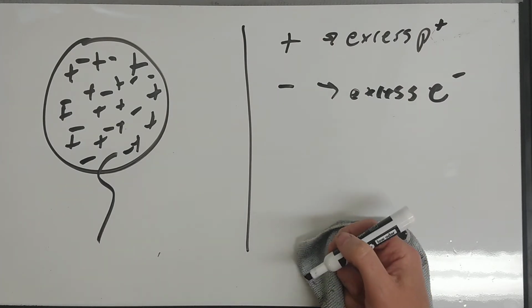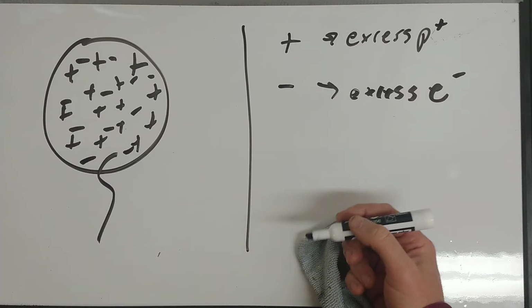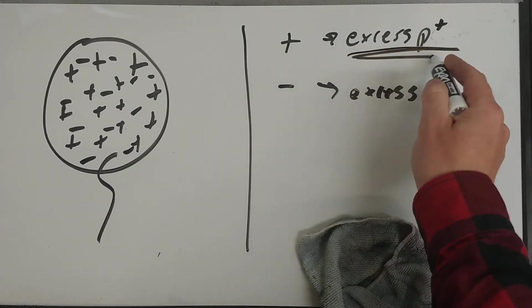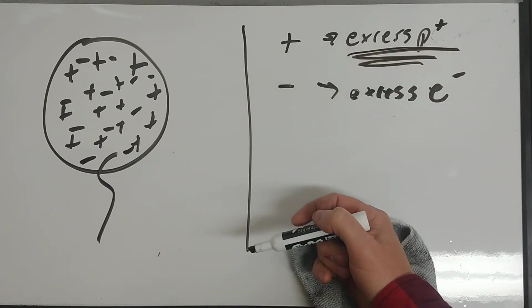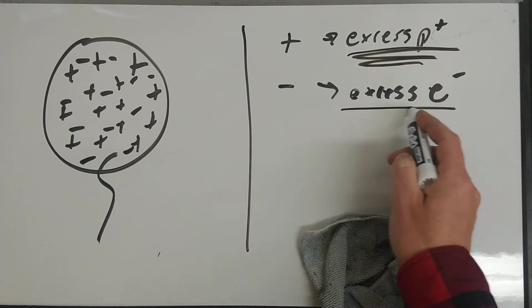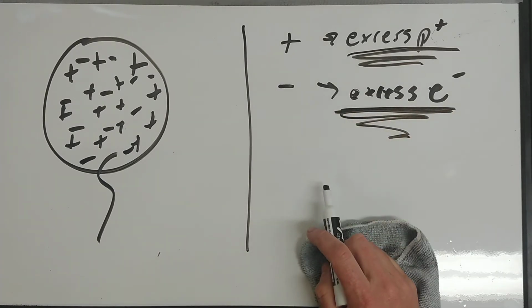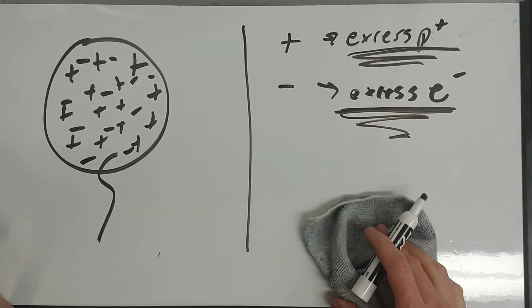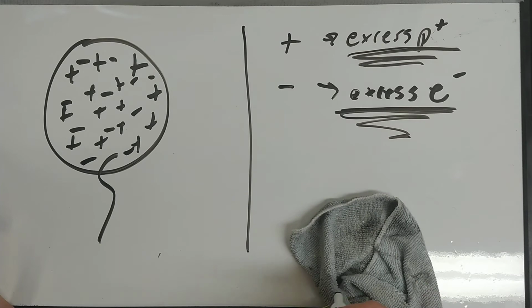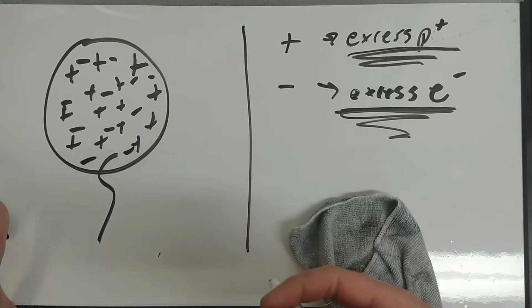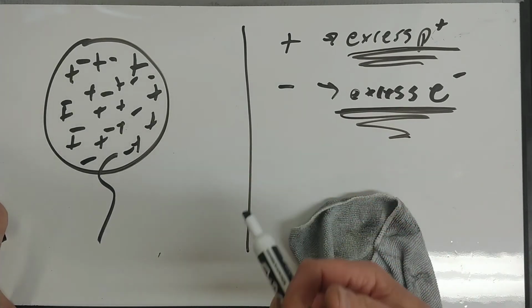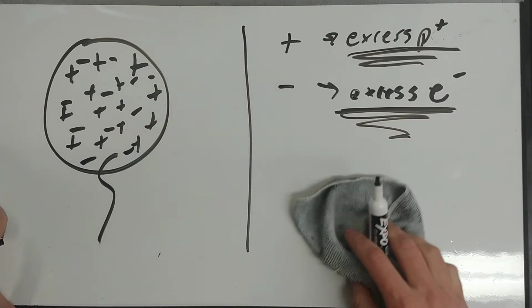Now a couple things right off the bat. Protons can't move, right? So really, when you charge something, you're moving around electrons. Let's talk about what charge is a little bit, and then we'll talk a little bit more about how we charge things.